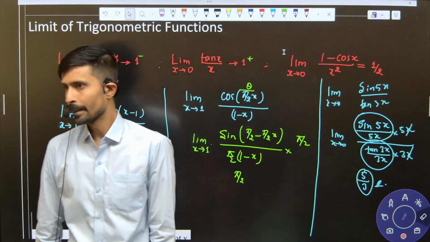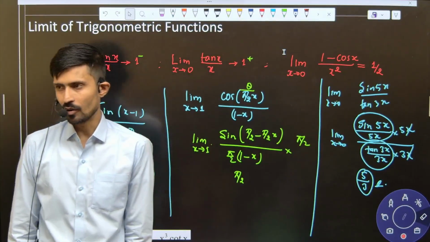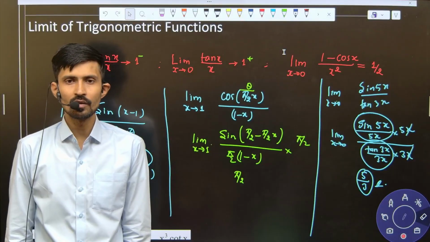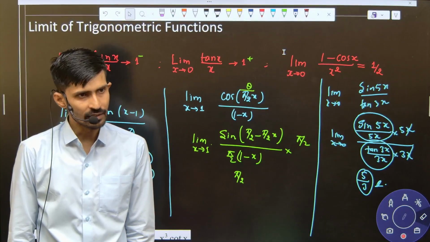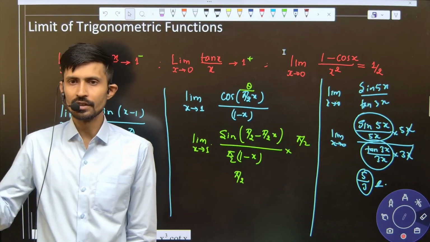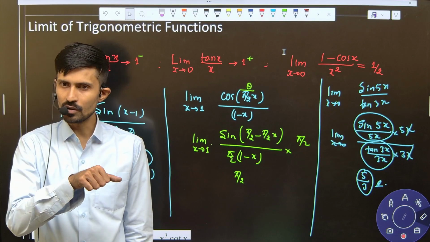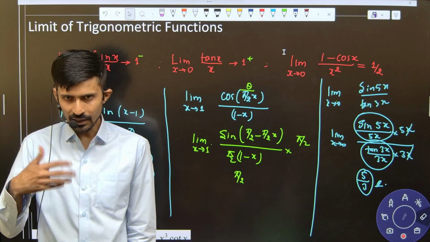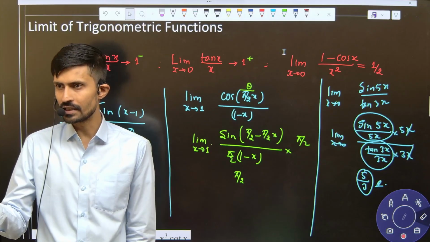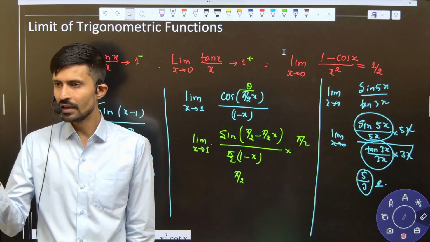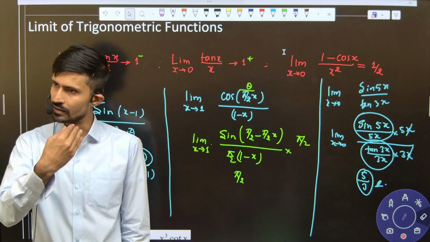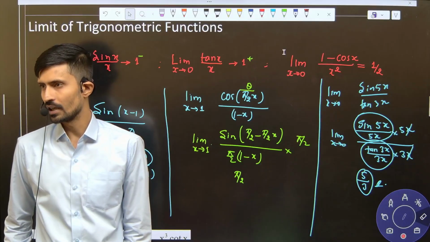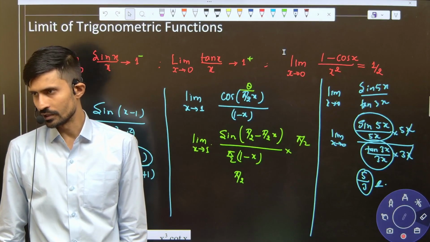Okay. So never solve a limit with the cot name. Never solve a limit with the cosec name. Cosec means 1 by sine. You know the formulas in terms of sine, tan and cos. So if some other name is given like cosec, sec, cot, try to convert all three into sine, cos and tan. Then apply the formula and try to solve the question.